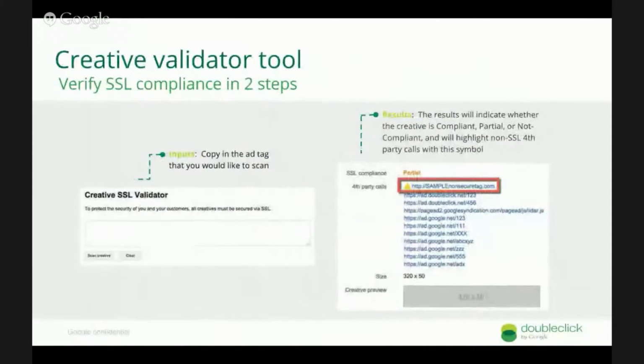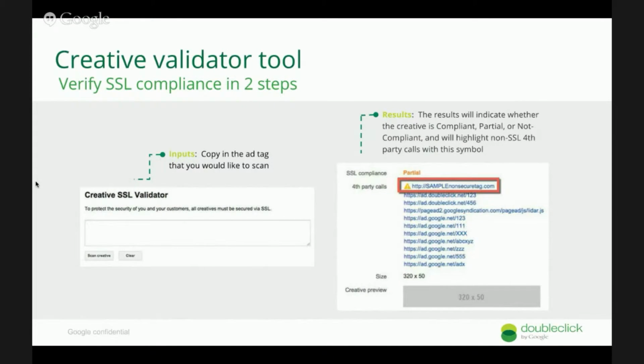Essentially, the Validator is a tool to help everyone meet SSL compliance. So we're moving to 100% SSL ads by the end of June, and we want to make sure that everyone has the tools they need to be able to check whether their creatives are actually SSL compliant. Oftentimes, folks have fourth-party calls within their creatives that may or may not be SSL compliant, and it's difficult to determine what those calls are and which ones are not compliant.